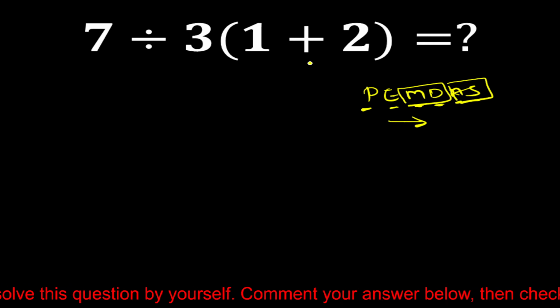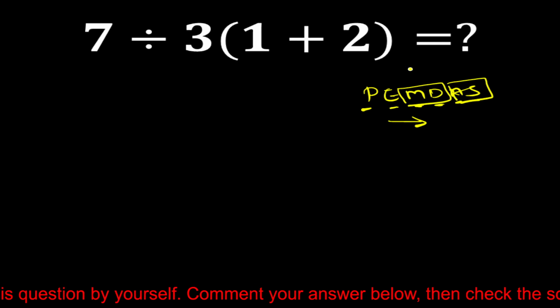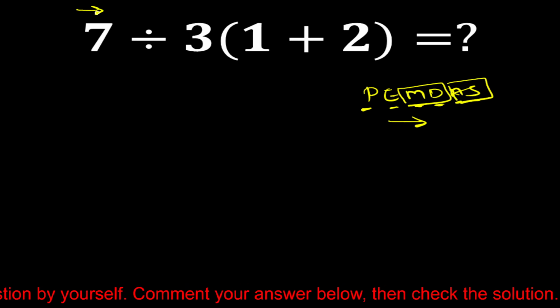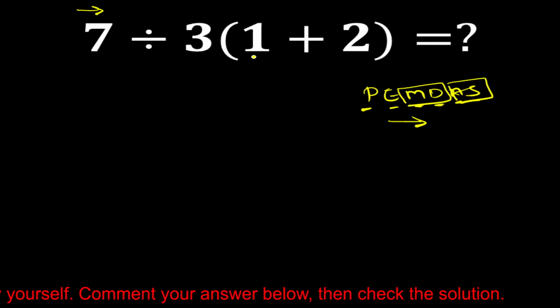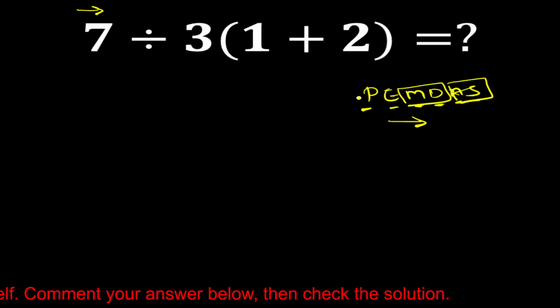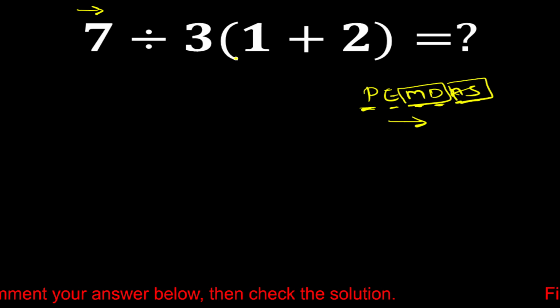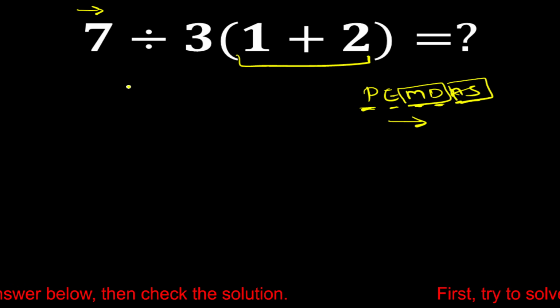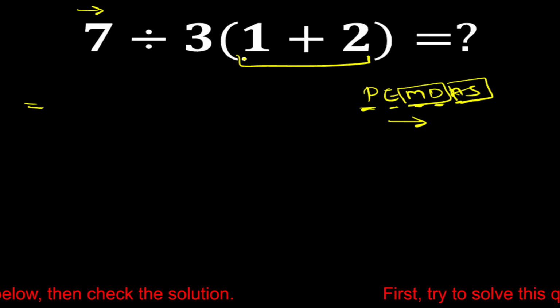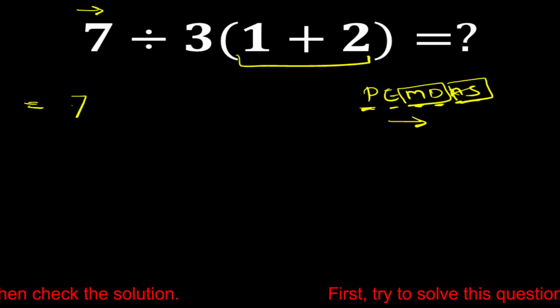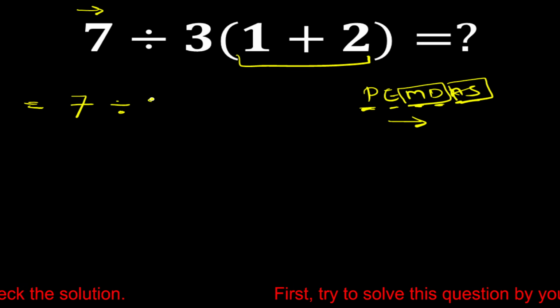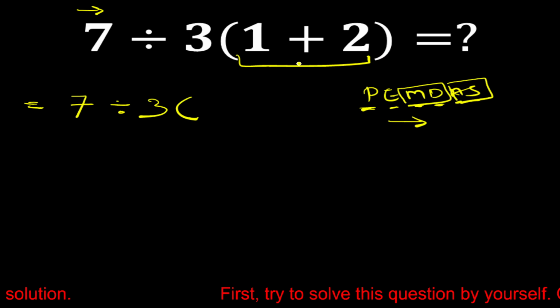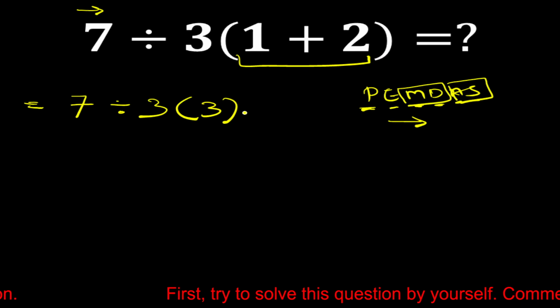Okay. So now according to the order of operations, we have to solve this expression from left to right. So first we have to solve this parenthesis 1 plus 2, because according to the PEMDAS rule, first we have to solve parenthesis. Okay, so 7 divide 3, then 1 plus 2 is equal to 3.